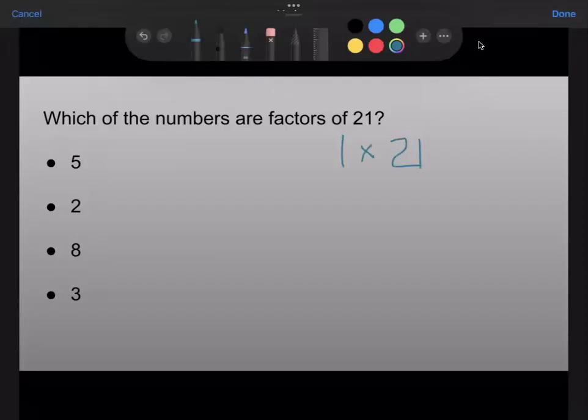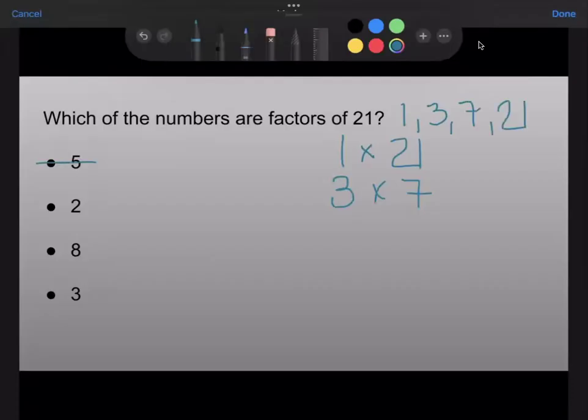Now, the next thing I might think of is 2. Can I multiply 2 times something and get 21? And I probably can't. The reason I know that I can't is because if that were true, 21 would be an even number. All even numbers have 2 as a factor. 21 is not an even number, so it should not have 2 as a factor. But I do know that I can do 3 times 7. Okay, so I know that that works. 4 doesn't work, 5 doesn't work, 6 doesn't work, and then we're right back to 7. So the factors of 21 would be 1, 3, 7, and 21.